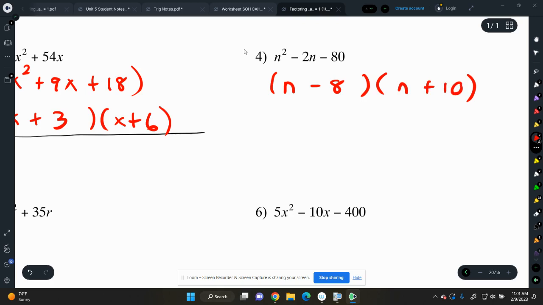Okay, let's check ourselves. Negative 8 times 10 equals negative 80. What's negative 8 plus 10? Positive 2. What do we want? Negative 2. Look, we just did 4 problems, and in 3 of them, we had the wrong signs. That's not good. So far, we have a 25.